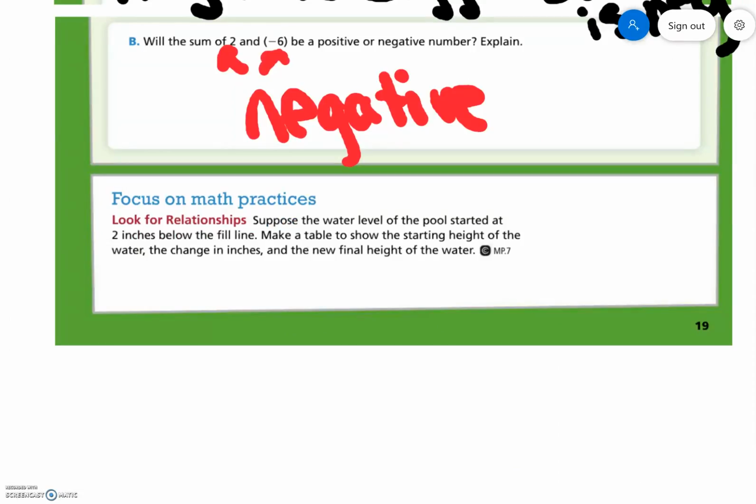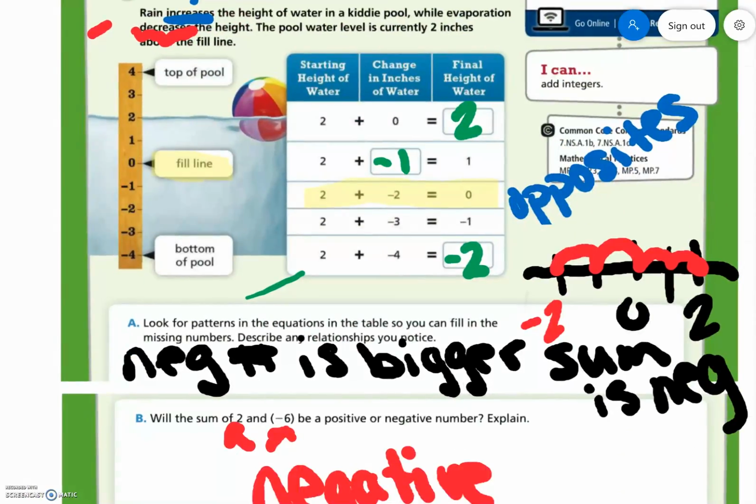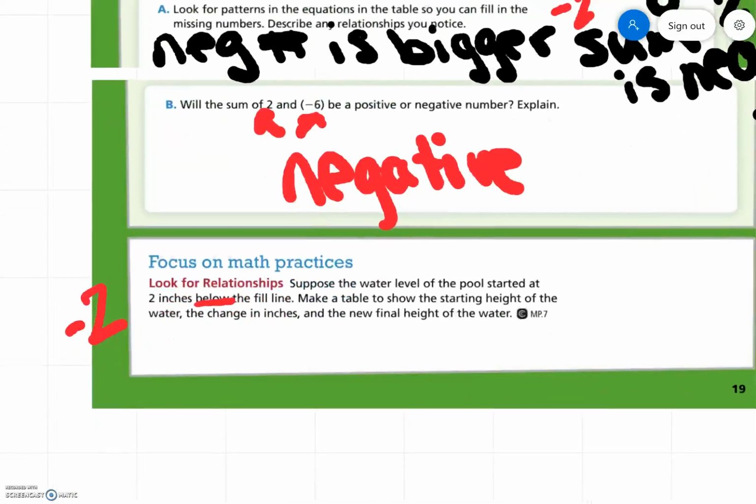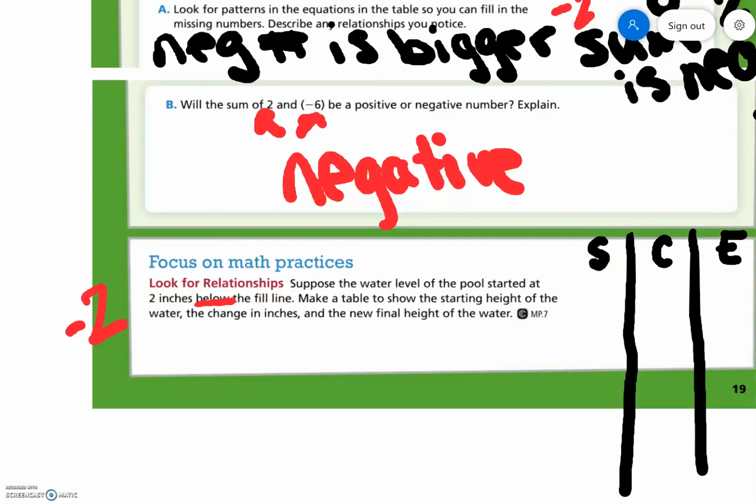Focus on math practices. Suppose the water level of the pool started 2 inches below the fill line. So for 2 inches below the fill line, will that be a positive 2 or a negative 2? Negative 2. Make a table to show the starting height of the water, the change in inches, and the new final height of the water. So we're going to do the same table that we had before, but now the starting height is negative 2. So we are going to have starting height, I'm just going to put an S, the change, and the end. We are always starting at negative 2.